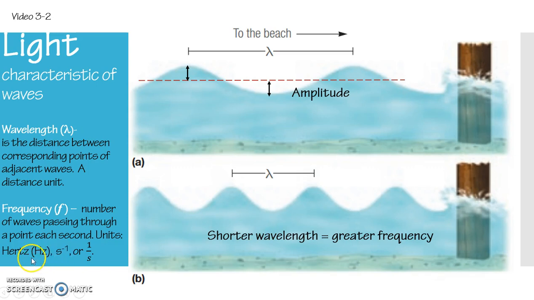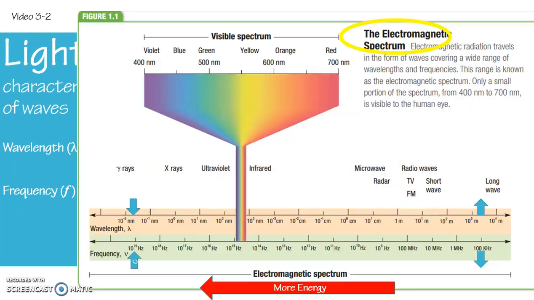Frequency is measured in hertz or per seconds, and wavelength is measured in some type of distance unit like nanometers, meters, or centimeters, and so we'll discuss that here with the electromagnetic spectrum. The sun has all of these different types of waves coming from it. There are other sources that create these types of waves too, but let's go ahead and look at this.